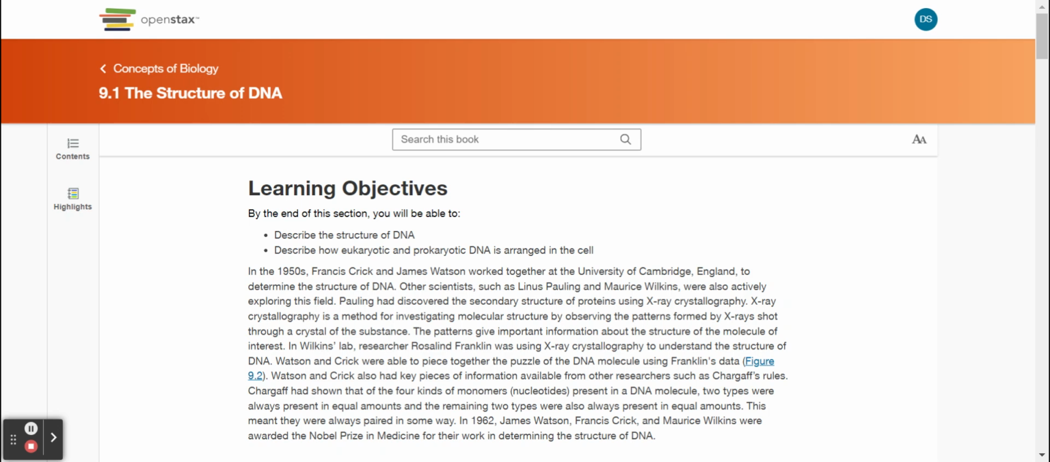X-ray crystallography is a method for investigating molecular structure by observing the patterns formed by X-rays shot through a crystal of the substance. The patterns give important information about the structure of the molecule of interest. In Wilkins' lab, researcher Rosalind Franklin was using X-ray crystallography to understand the structure of DNA. Watson and Crick were able to piece together the puzzle of the DNA molecule using Franklin's data.